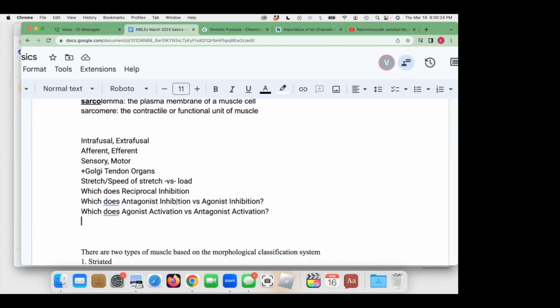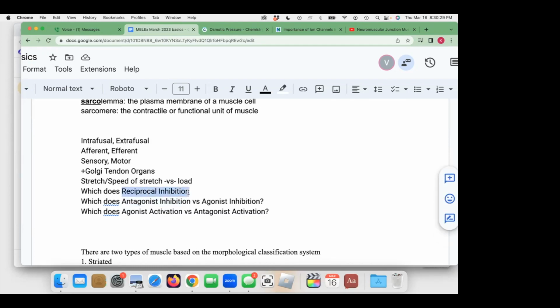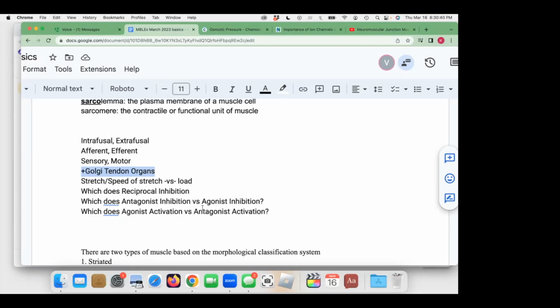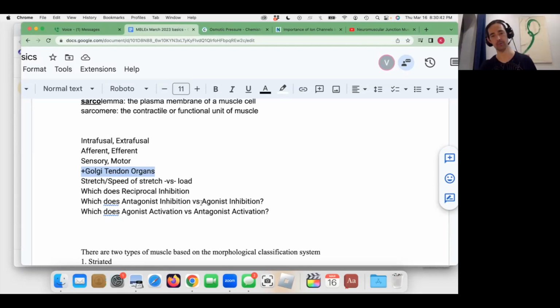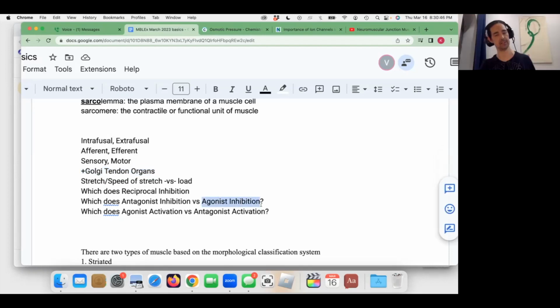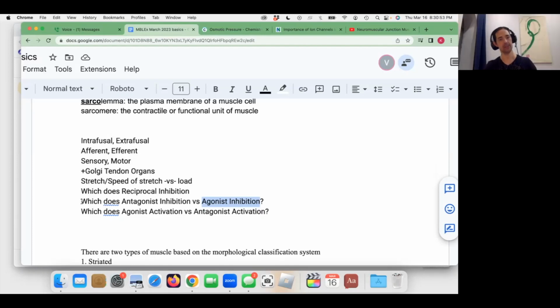Yes, they can result in antagonist inhibition or reciprocal inhibition. Antagonist inhibition. Good. Yes, Golgi tendon organs detect load. They can result in agonist inhibition. Yes. Good. Which does antagonist inhibition?